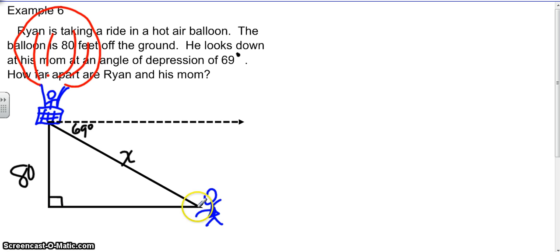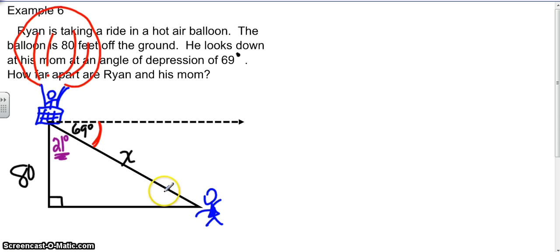This makes a right triangle. And the angle of depression as he's looking down is 69 degrees. So this is 69 degrees. And we need to figure out how far away is his mom from Ryan. So this is x. Now, if this is 69 degrees, I know that this angle is complementary to the 69, so it must be 21. So what I'm really going to be looking at is this 21 degrees, and this is my right triangle.